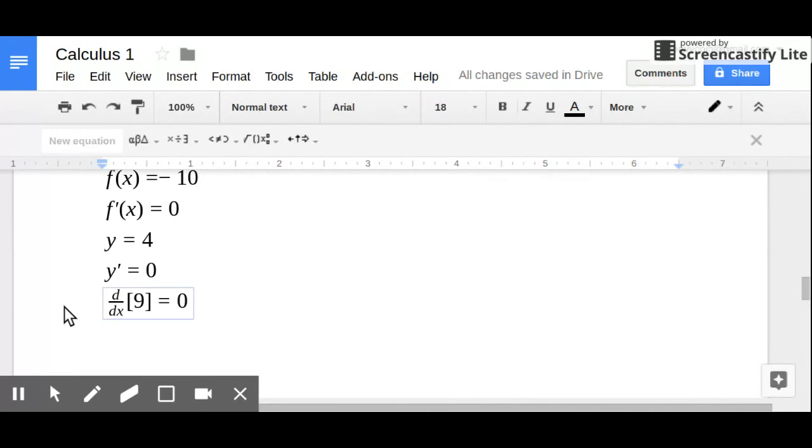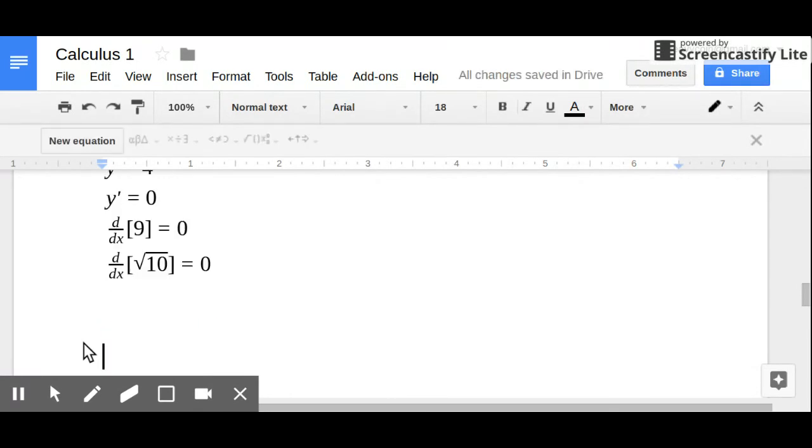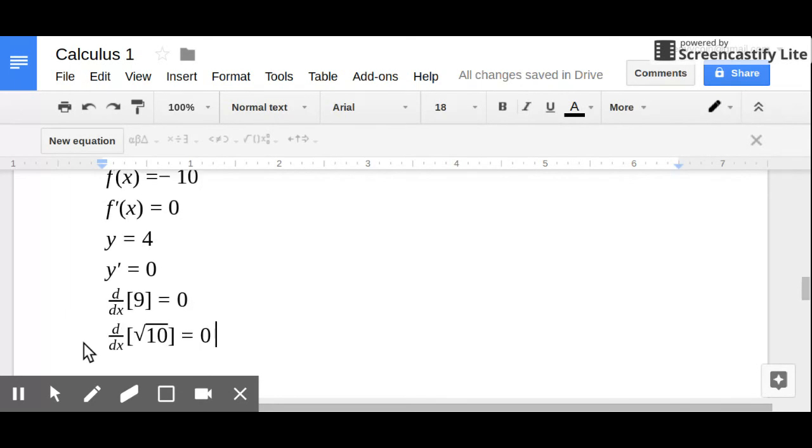Since I finally was able to bring up the equation bar, we'll go ahead and make that, for example, the square root of 10, right? Well, the square root of 10 is a constant, and the derivative of a constant is 0. See that? Okay. That derivative is 0.